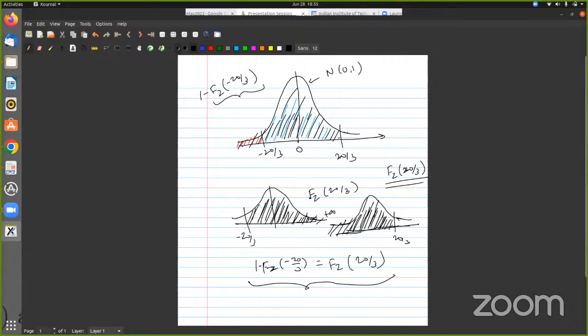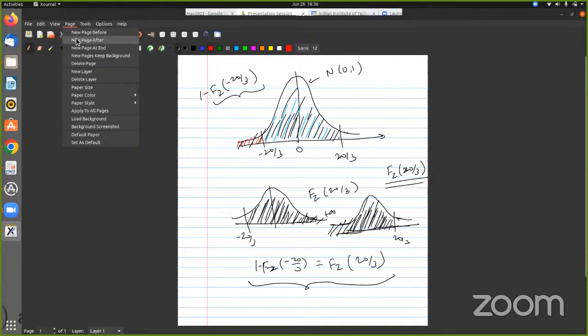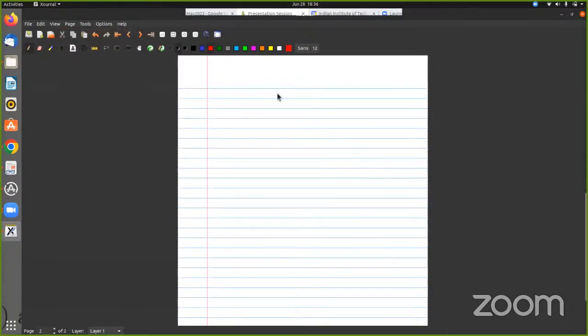Now, sir, in case of 1 minus Fz of minus 20 by 3, only the right portion of minus 20 by 3 will come, na? But in case of Fz of 20 by 3, all the left side of 20 by 3 will come. So even the left side of minus 20 by 3 will also come. Both the areas are equal, no? No, in case of the former, this is going to plus infinity, and the left side of minus 20 by 3 will also get included in this case. We'll see once again.